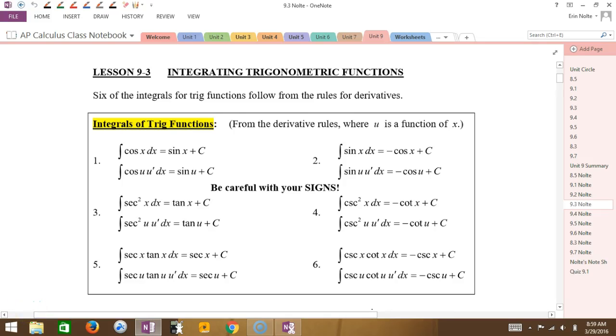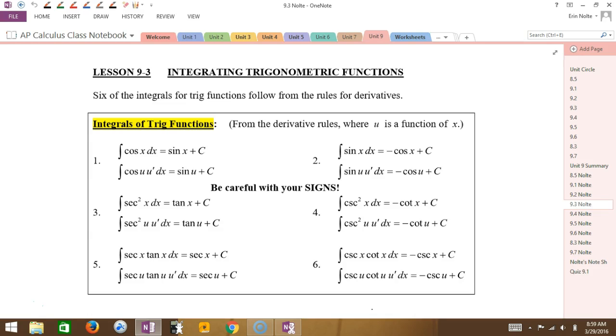Alright, so 9.3, we're going to undo our differentiation and do some integration. They give you this nice list, which you can sit and memorize. You've got to be careful. So let's just go through this really fast.